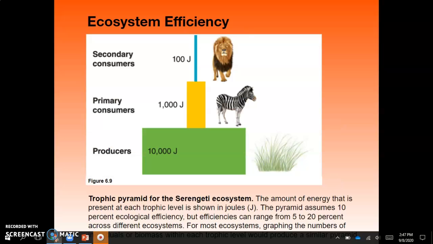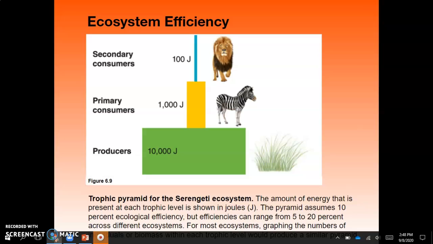So if we look back and follow this 10% rule, we've got 10,000 joules available in our producers on the bottom of this pyramid. Only 10% is going to move up to the primary consumers. So that zebra, I almost said giraffe, that is not a giraffe, it is a zebra. The zebras that are eating the producers are only going to get 10% of that energy. So 10% of 10,000, so 10,000 times 0.1, is going to give us 1,000. There are now 1,000 joules of energy available to those zebras.